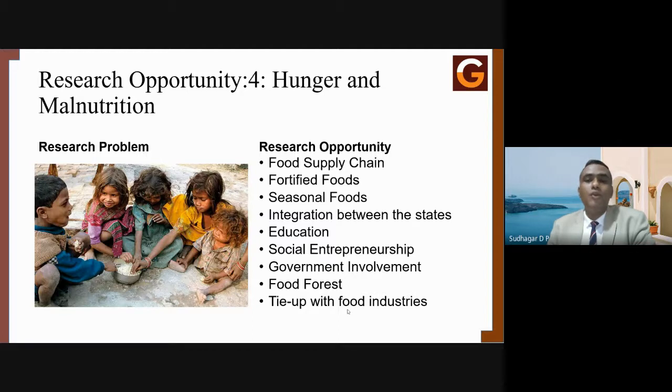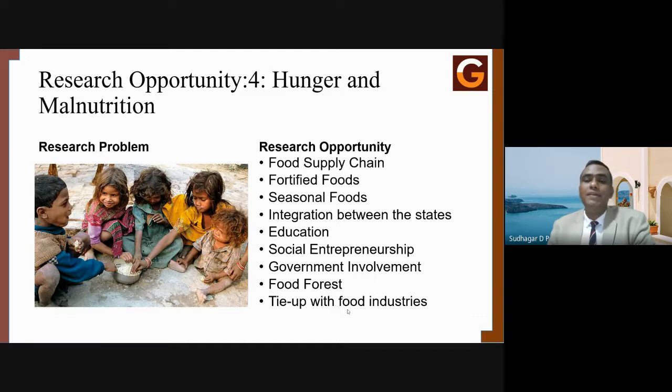So is it possible to come out with a concept of fortified food which helps to develop a balanced nutrition in their body? How seasonal food could be a solution for tackling hunger and malnutrition? You can do your research on that.